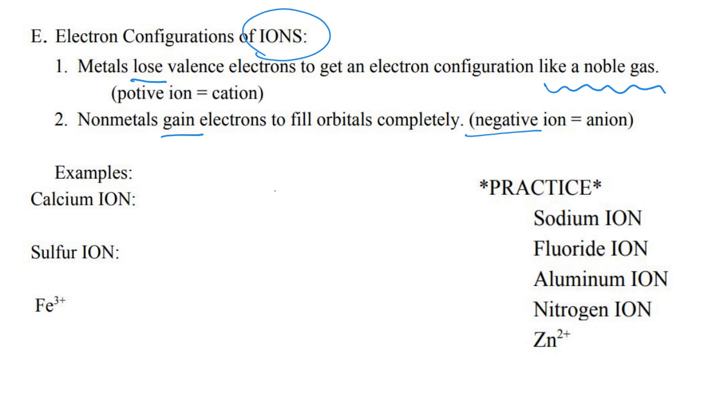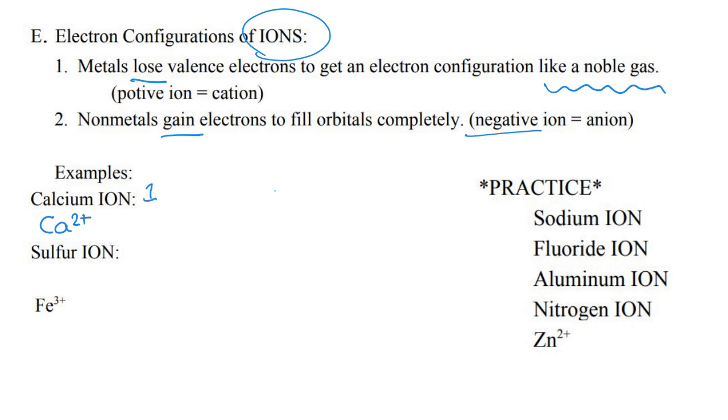If we were to write out the electron configuration for the calcium ion, first of all, you should be able to find calcium on the periodic table, and you should see that it is in the column that has a charge of +2. So that means that calcium loses 2 electrons.